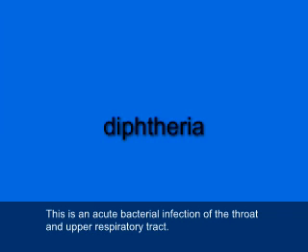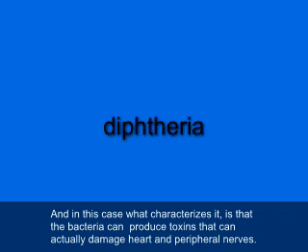Okay, and that leads us to diphtheria, and this is a little tricky to spell. It's DIPH, there's this silent H in there, and then THERIA, diphtheria. This is an acute bacterial infection of the throat and upper respiratory tract. And in this case, what characterizes it is that the bacteria can produce toxins that can actually damage the heart and peripheral nerves.